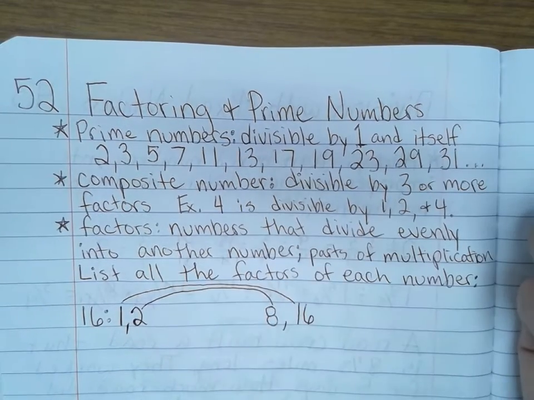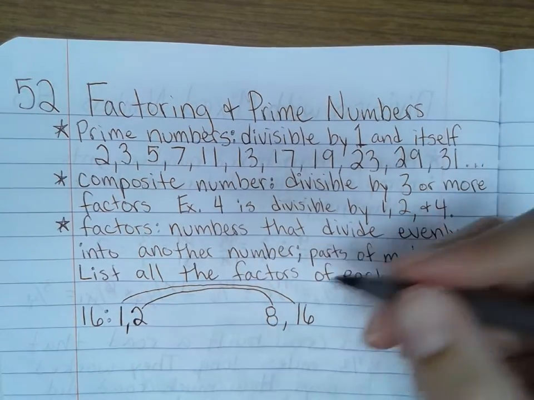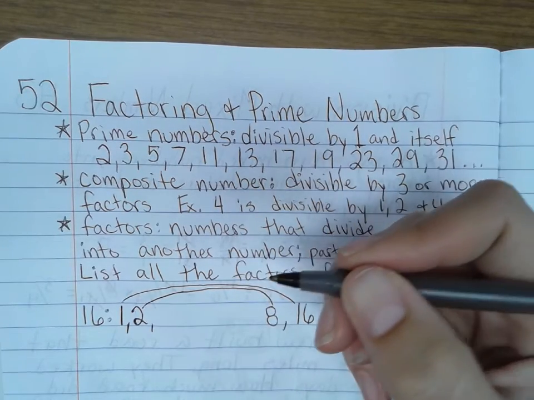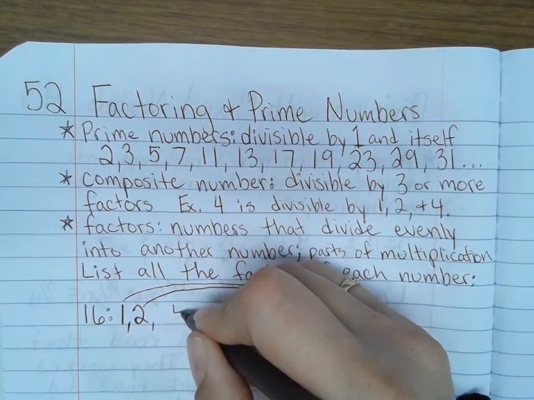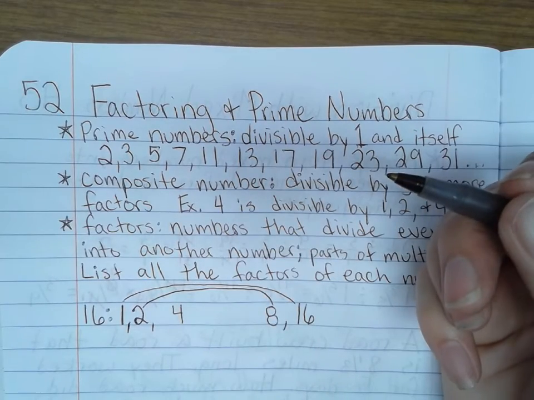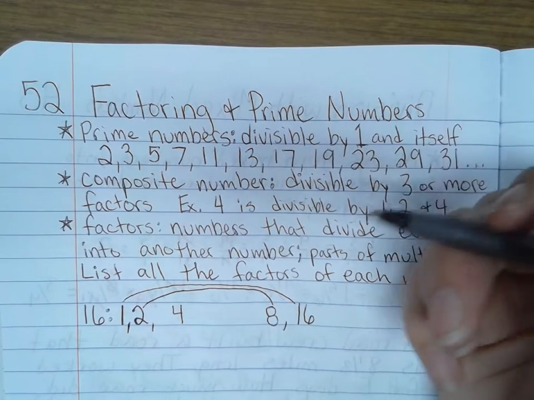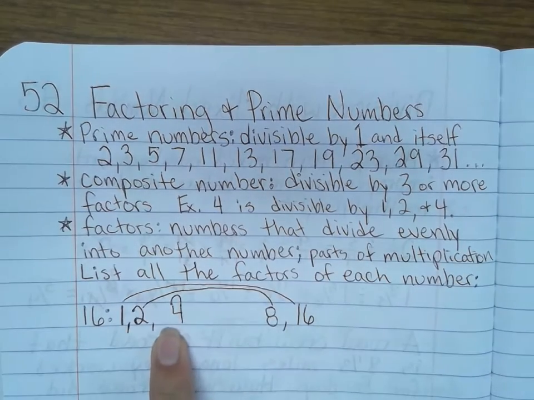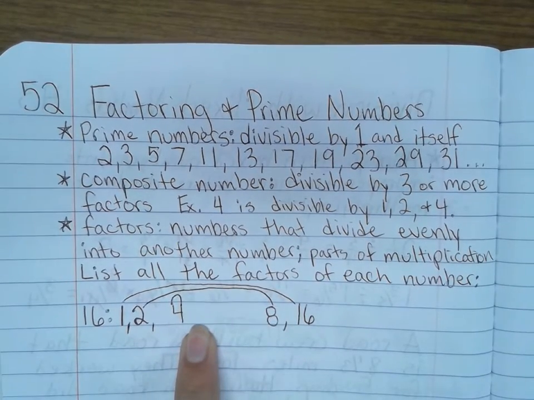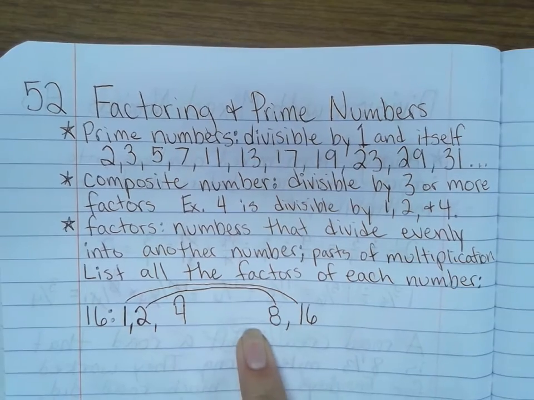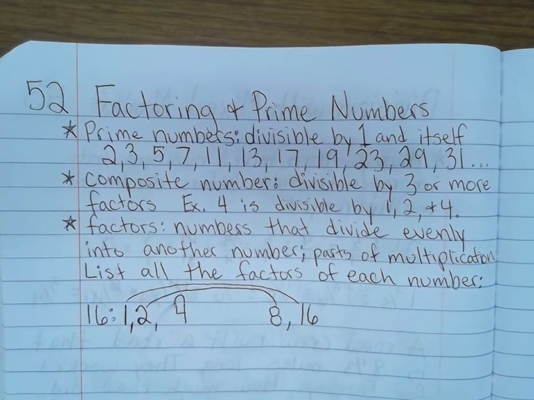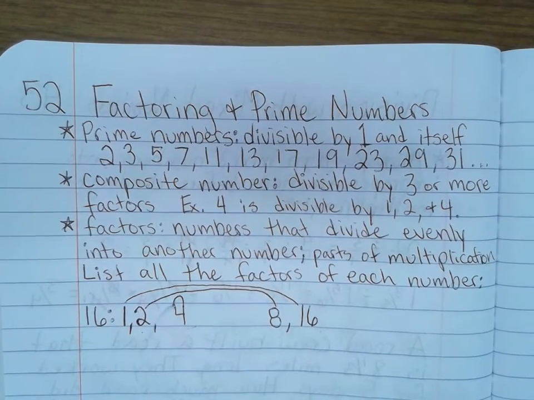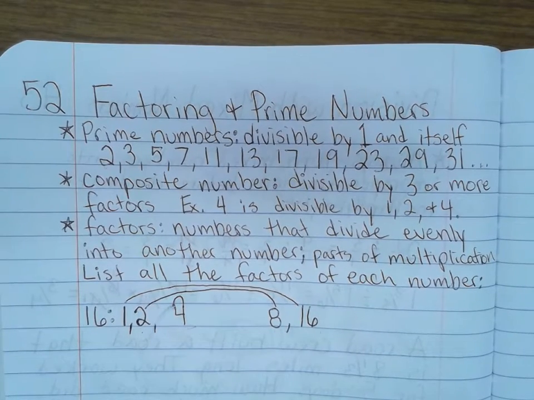How about 3? 3 won't go evenly into 16. So move on to the next one. 4. 4 will go into 16. So I'm going to write 4. And what's its partner? Well, 4 times 4, so it's going to come back to itself. But since I've met the other side of the rainbow, I know that 5, 6, 7, or 8 won't fit in between there. So 1, 2, 4, 8, and 16 are all the factors of 16.